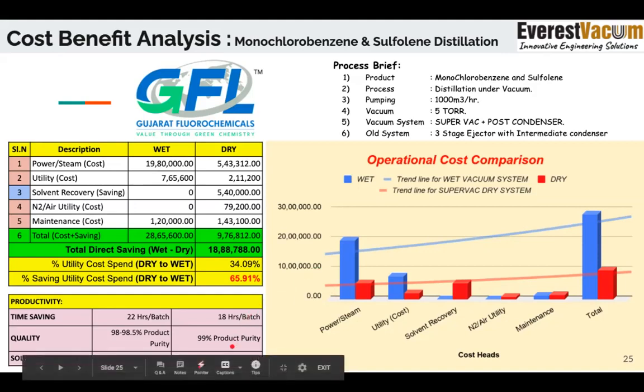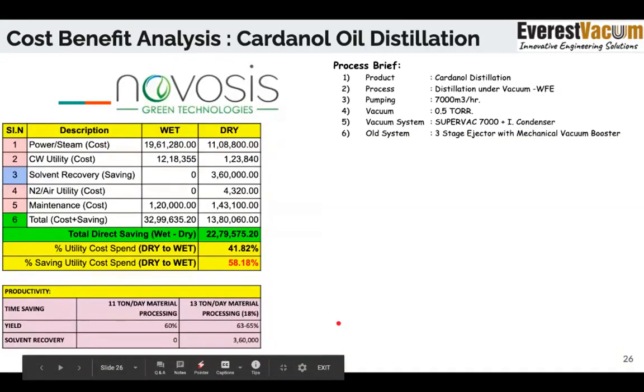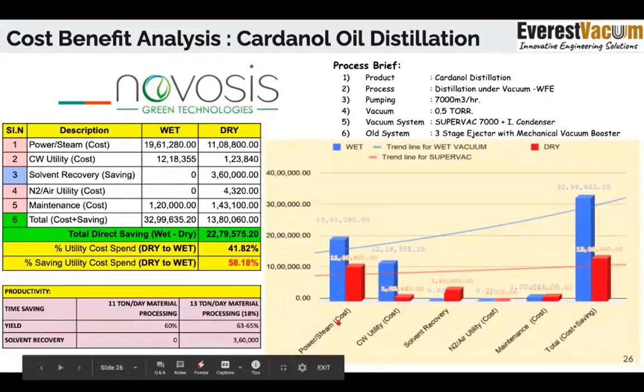And the solvent recovery that the customer is getting is approximately 5.4 lakhs per annum. Now, I don't consider this 5.4 lakhs as a part of the utility. This is an additional saving that the customer is getting. Similarly, I'll take another example of another customer, which is in cardamom oil distillation.